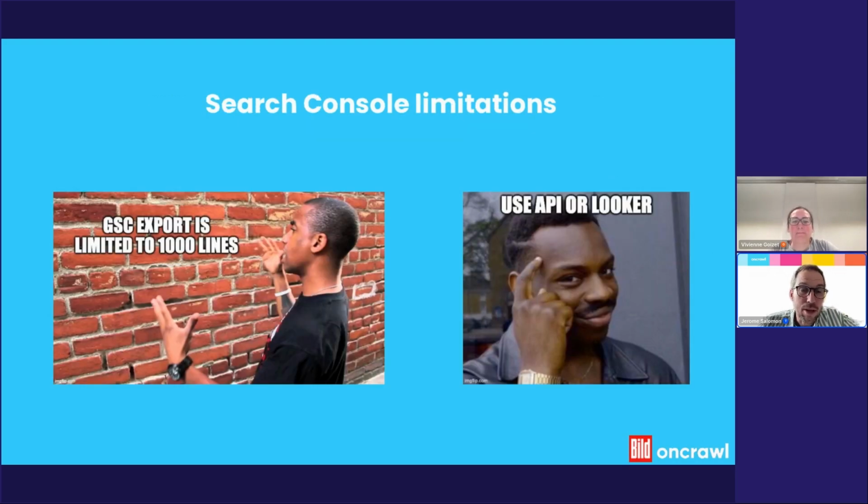Moving to the next slide: Search Console limitations. A quick hack: you might know that you're limited to 1,000 lines if you export from the Google Search Console UI. You can use the API or Looker Studio to bypass this limitation. And at SMX, somebody in the audience reminded us that there is also the BigQuery export, which is great and will send us even more data, right? Yes, I haven't used it yet, but it could be a great way as well.